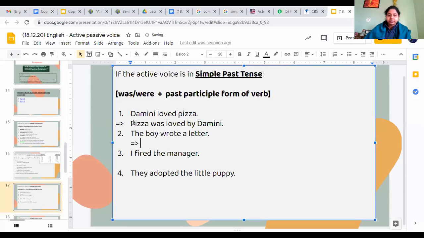Let's go on to the second one. The boy wrote a letter. If someone wants to unmute an answer, you can do that. A letter. Bhumika, go on. A letter was written by the boy. Okay, that was Lakshmi, I guess. Yeah. A letter was written by the boy. Correct. Good job. Now the third one.